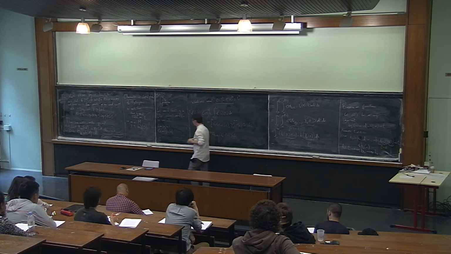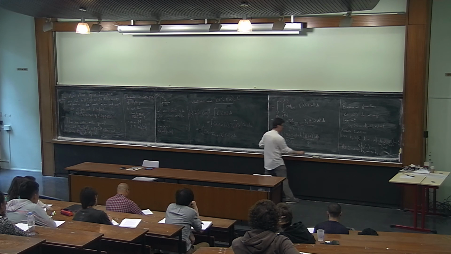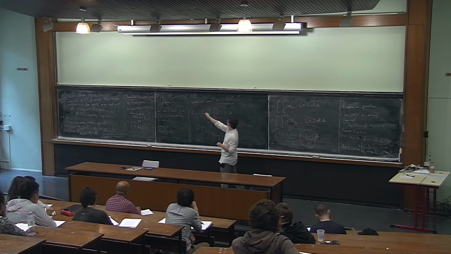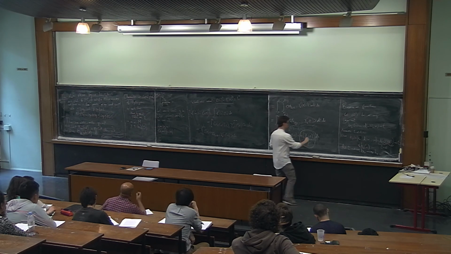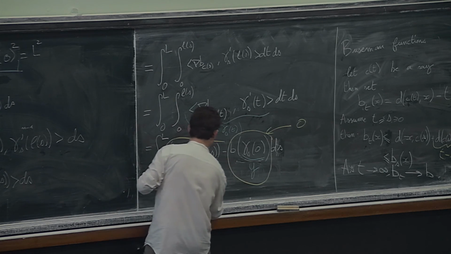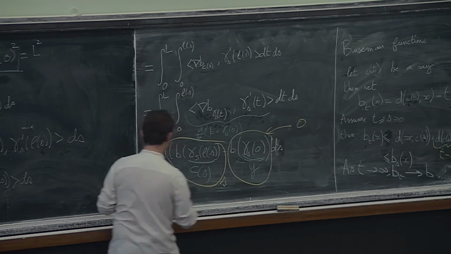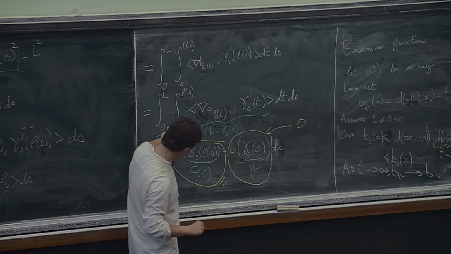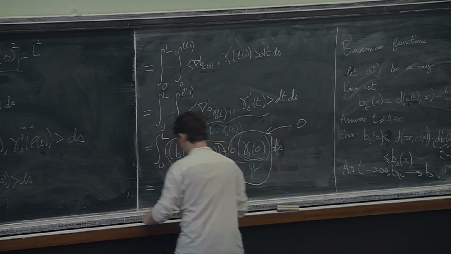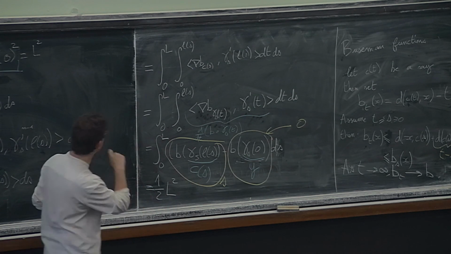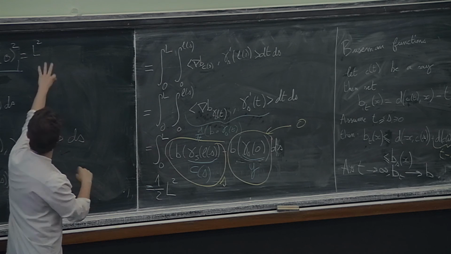So yeah, let me finish that and then I'll leave you alone, I guess. So this guy, since I took this level set to start with, is 0. This guy is S. So then I integrate from 0 to L of S ds. I get 1/2 of big L squared. Great.